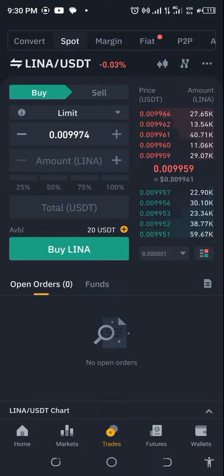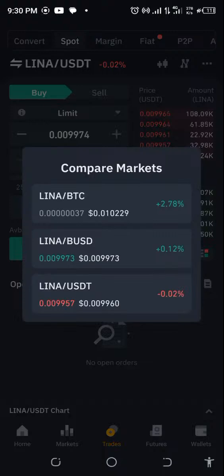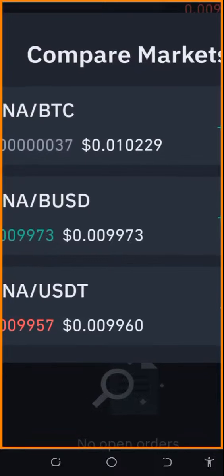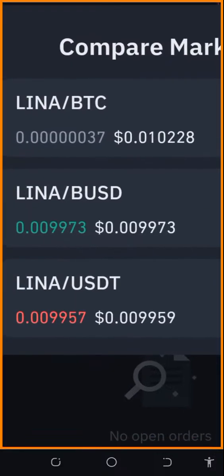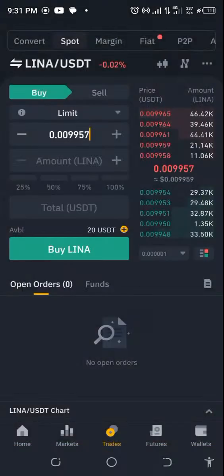So today, what do I have for you? I've got Lena USDT. So let's go over to check the compare markets. What do we have here? We're seeing that Lena USDT is 0.0099, while Lena BTC is 0.00102.